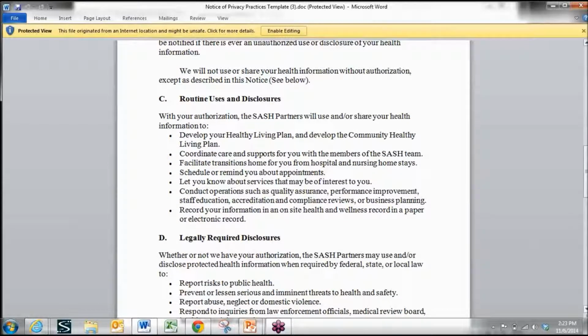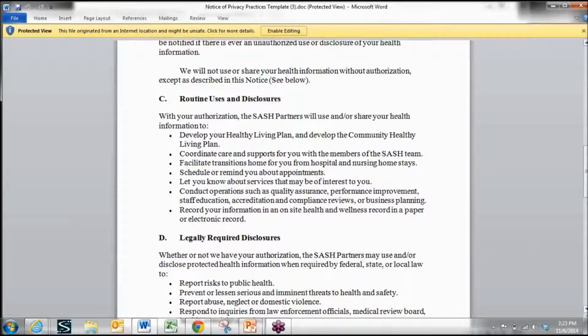Section C is letting them know there are some routine uses and disclosures that are going to happen because of their participation in the program. So we're going to be developing their healthy living plan, and we're going to be talking to other members of the team about that.